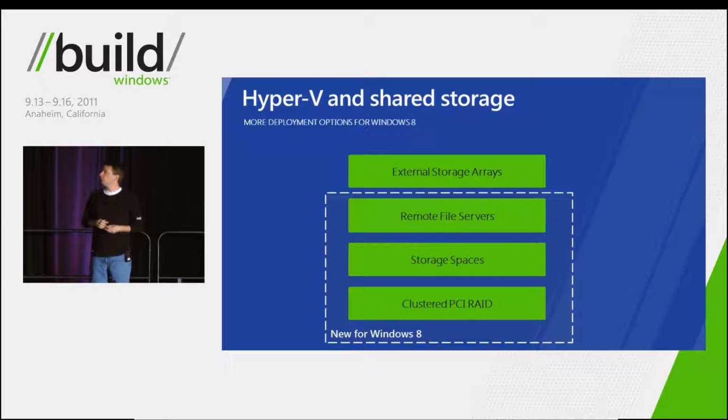Continuously available platforms for Windows Server require shared storage. Now, in Windows Server 2008 R2, the one way you could get shared storage that would work with Hyper-V is through external storage arrays. Those continue to work in Windows Server 8, but there are going to be some improvements that we'll talk about later. The important thing to cover as well are the 3 new types of deployment scenarios that will be possible in Windows Server 8 to provide shared storage for Hyper-V for continuous availability. And we're going to talk about each of these.